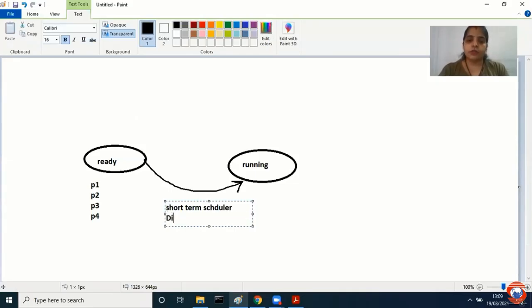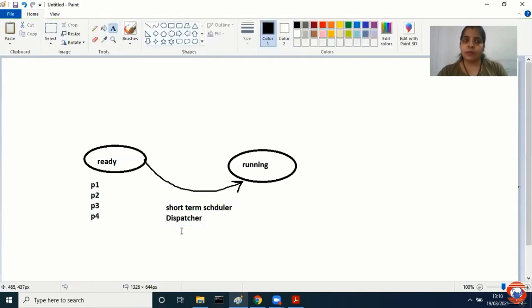Now, you can also talk about it as the dispatcher. Now the question comes, how will your dispatcher decide which process is to be taken next? Obviously, it cannot take multiple processes together. It cannot take multiple processes without some kind of criteria.